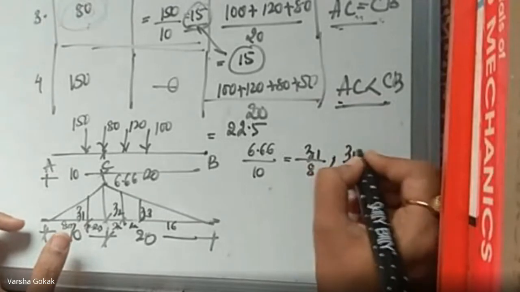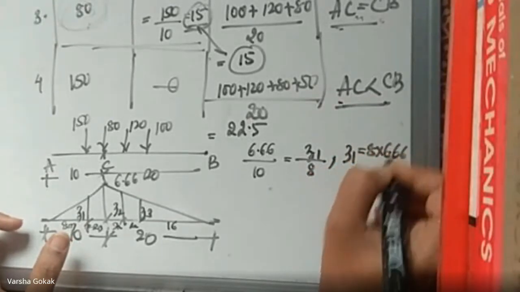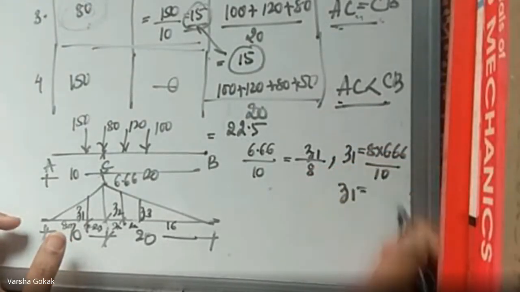Therefore, what is Z1? 8 into 6.66 divided by 10. How much is Z1, please? Ma'am, 5.328. Okay.